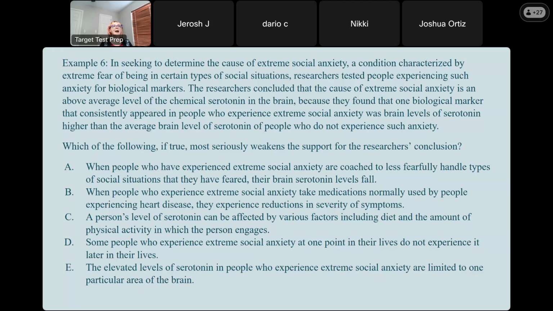If it had a qualifier that said that, you know, heart health or something is another potential cause, then it might work. But all it says is that people who experience extreme social anxiety take heart disease medicine, they experience reductions in severity of symptoms. It is just not clearly enough related. We've got to be able to see all the steps of the logical process. So that's why B's effect isn't clear on the argument. It's too vague.